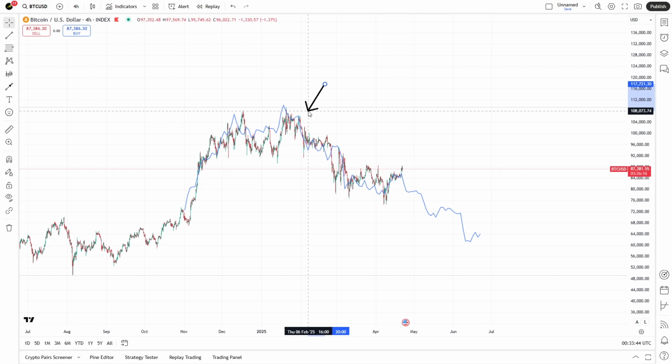Crypto doesn't exist in a bubble. There's a bigger market, and that is the stock market. To really get a good feel for what's taking place in the crypto world, we need to also be aware of what's taking place in the broader market. So let's jump over to the stock market.